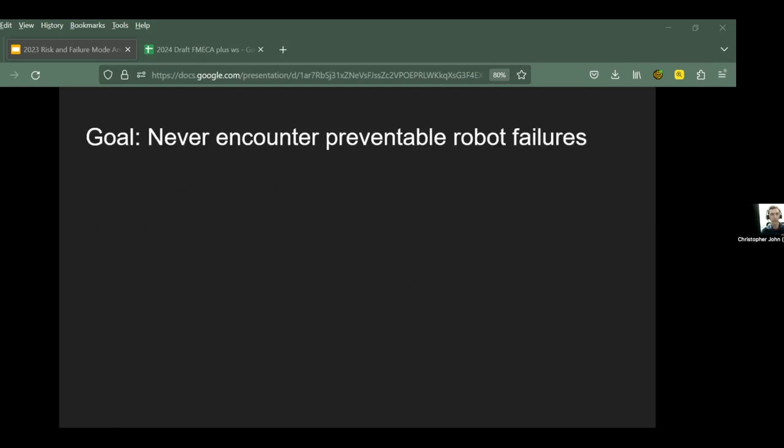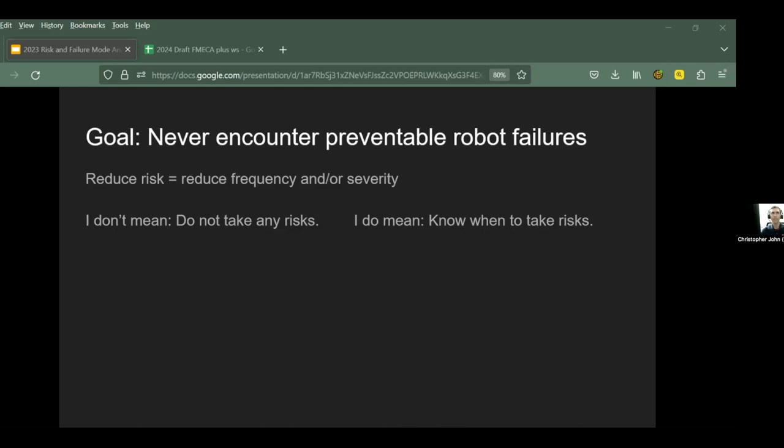So how can we never encounter preventable robot failures? It would seem like a lofty goal if we hadn't achieved it last season. Now, we're talking about risk in this part of the training. We always have the risk of a preventable robot failure. What we will be focused on today is identifying those risks and figuring out how to reduce the frequency of preventable failures occurring and/or the severity of those failures.